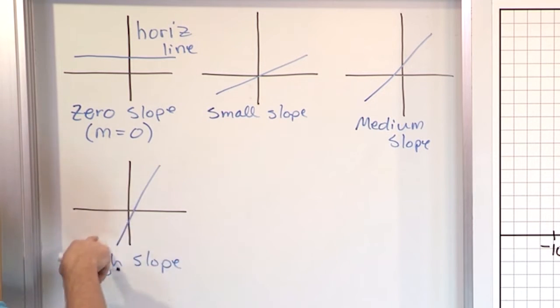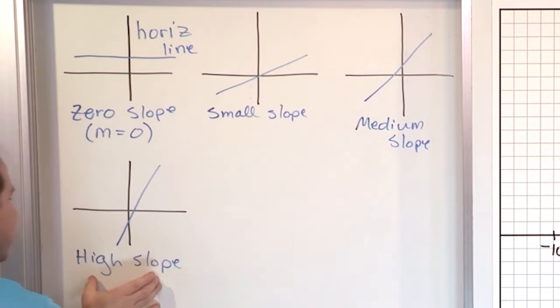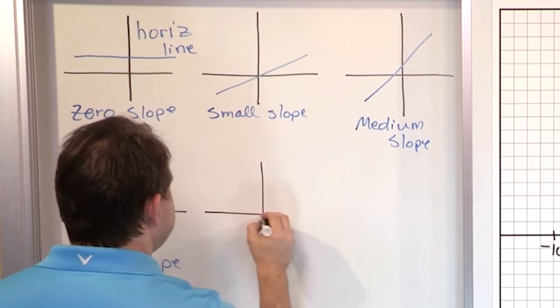It doesn't matter where the line crosses. I'm just looking at how steep it is. It's steeper than that one over there. So it's a higher slope. So this could be a slope of maybe 6 or something. Who knows? And then this guy, right?